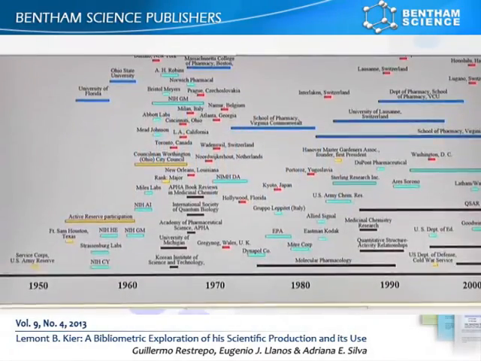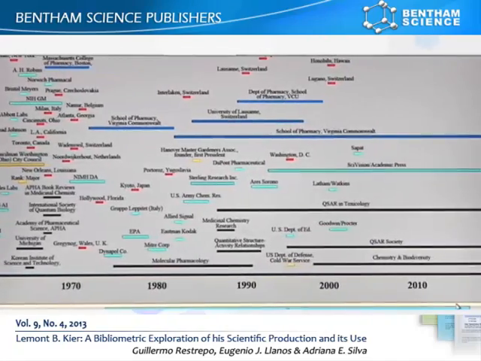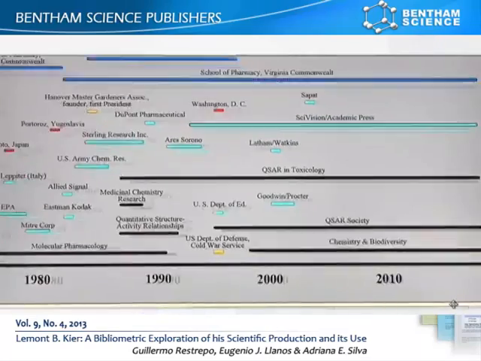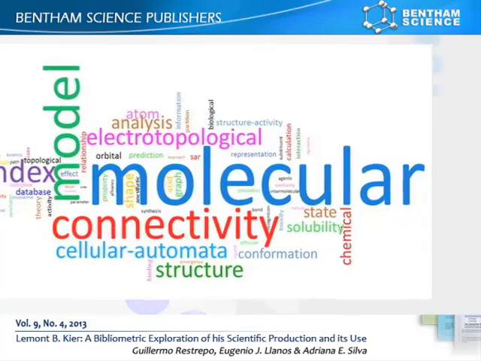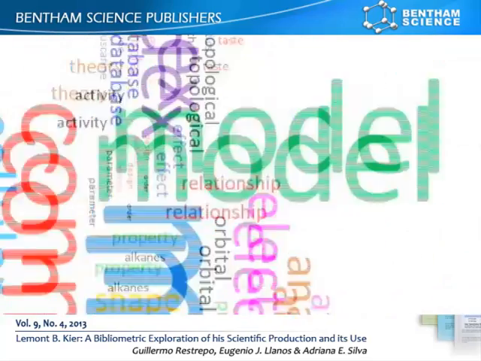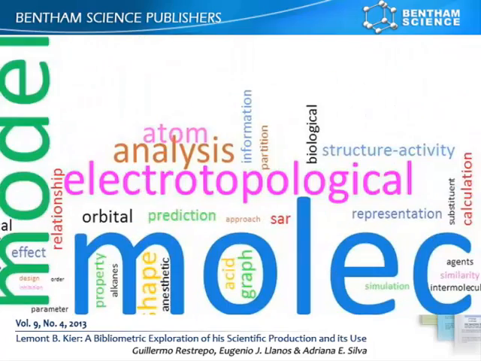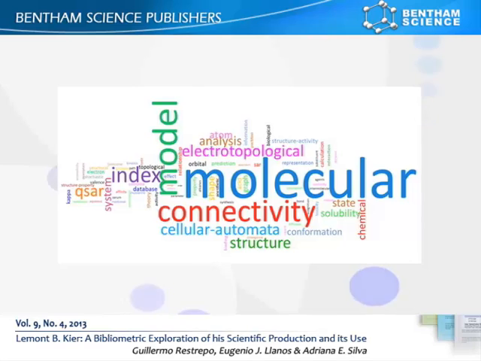Along his scientific career, Kier has played different roles in the community of drug research as editor and lecturer, and his research has been funded by public and private institutions. By looking for the most important words characterizing his research, we found molecular, model, connectivity, index, electrotopological, and structure, which shows the transversal theme of his research on pharmacological interactions of substances using their structures as main data source.